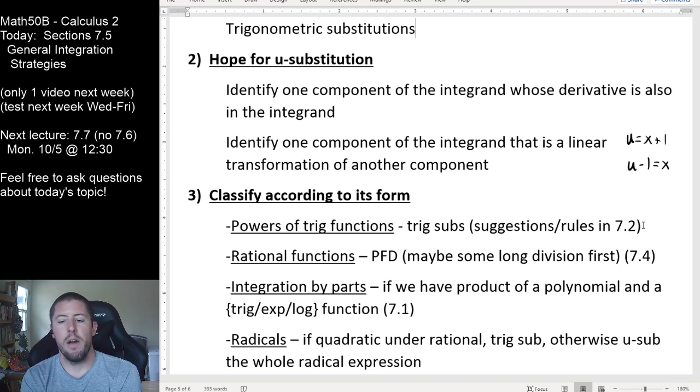Integration by parts. If you ever identify that we have a product, right? Integration by parts is sort of like our product rule, except it's more of a guideline than a rule. If we have a product of a polynomial and a trig or exponential or log function, it's good for us to give an attempt at integration by parts.